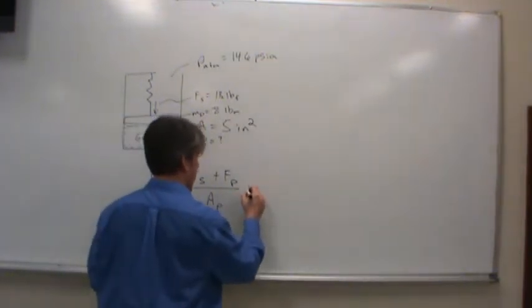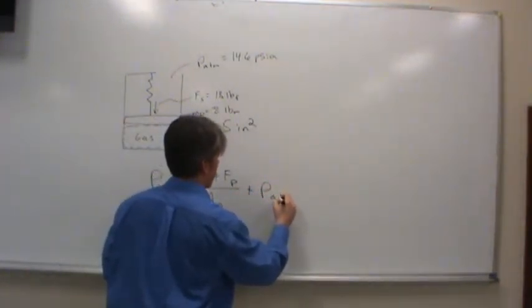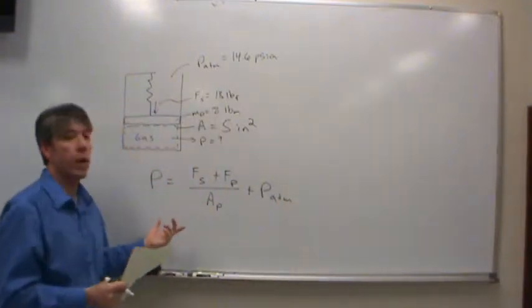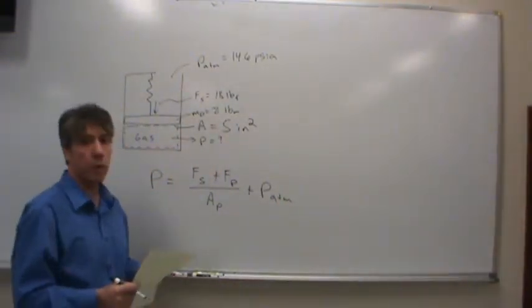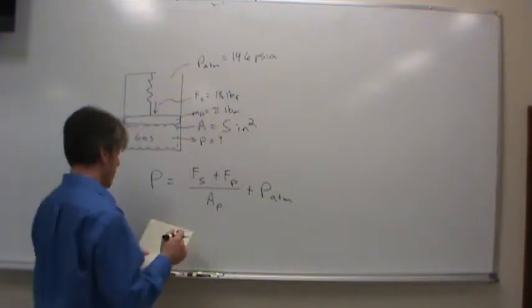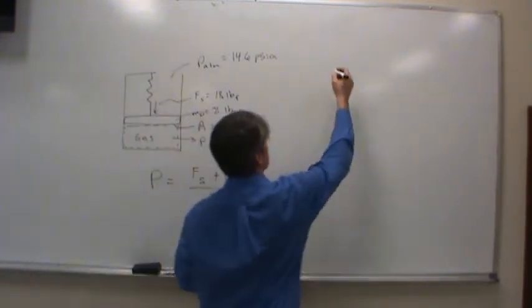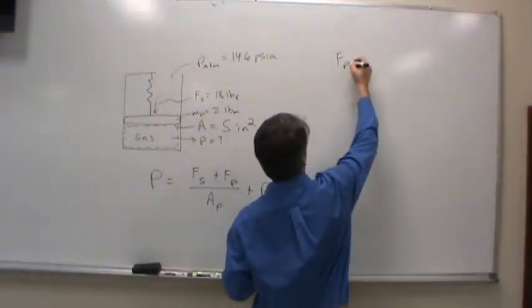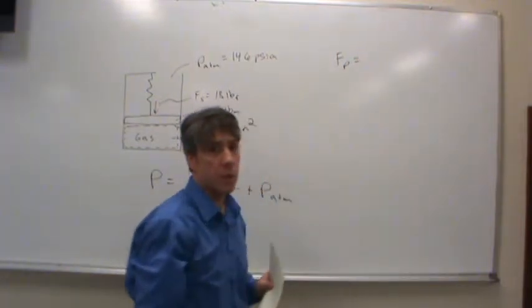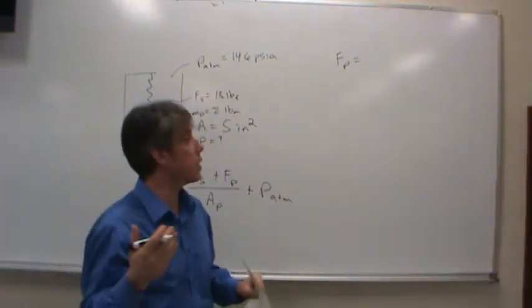So then we have to add the atmospheric pressure on top of this, and here's our equation for computing the total pressure in the gas. Now, the force from the piston, we don't know the force from the piston yet. What we're given is the mass of the piston, but force is mass times acceleration.